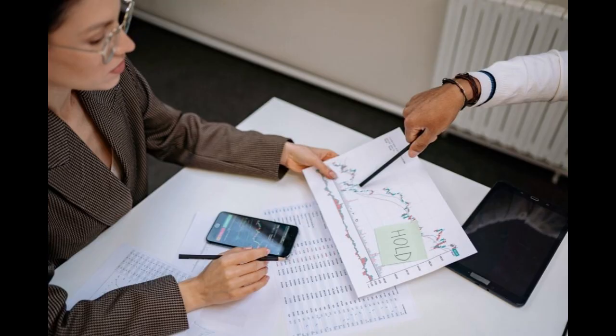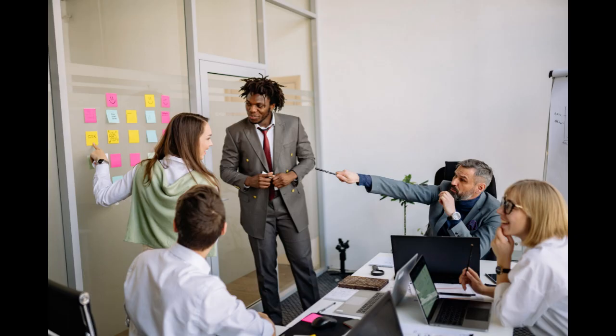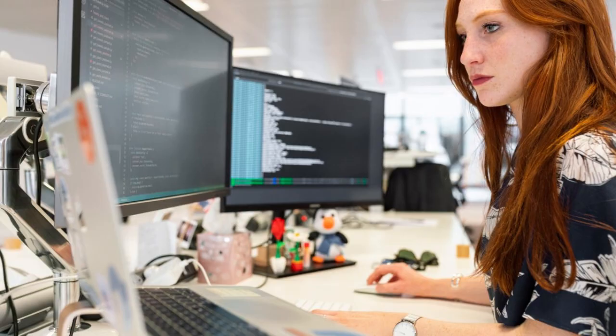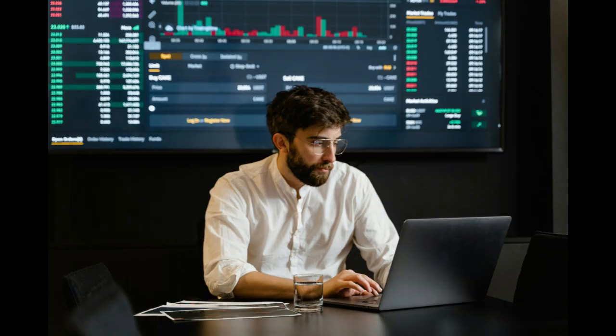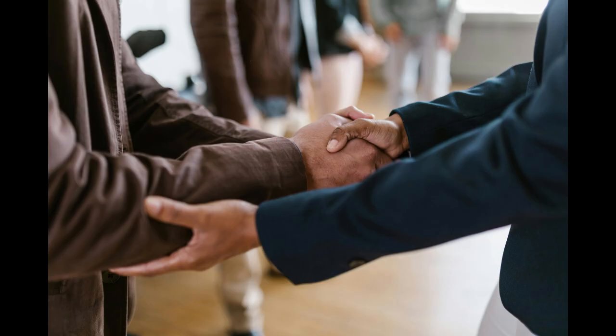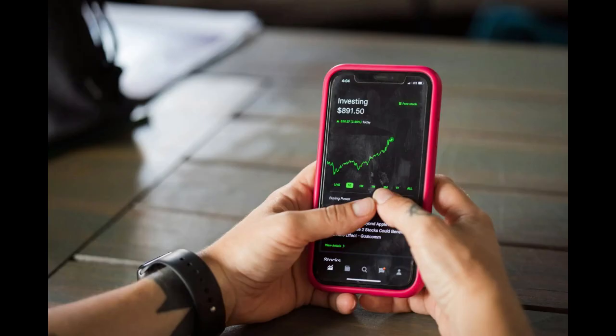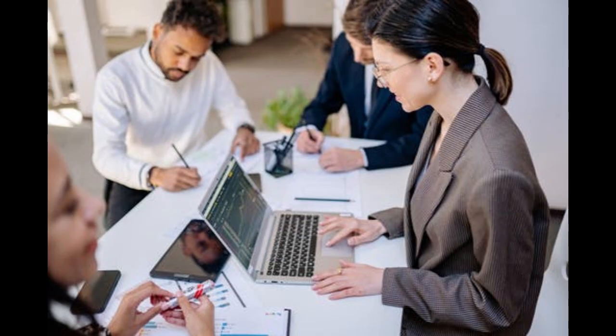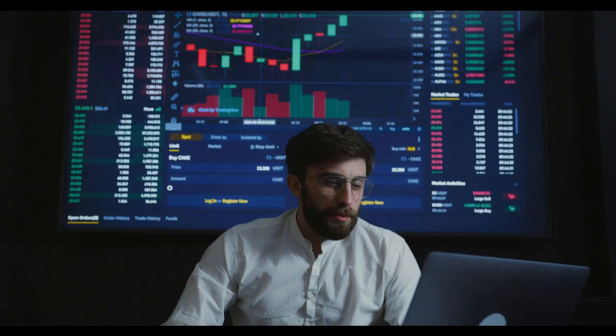Step 6. Create or subscribe to AI trading signals. If you don't want to build your own model, you can subscribe to AI-generated signals. Many platforms offer buy-sell alerts, market sentiment scores, and probability forecasts. These signals can be imported into your trading platform via APIs or used manually. Important: evaluate signal accuracy with backtesting. Do not blindly follow AI predictions. Understand the logic behind them.